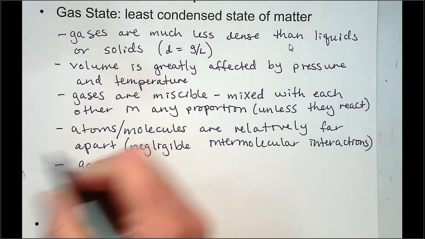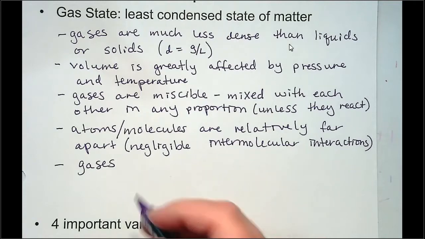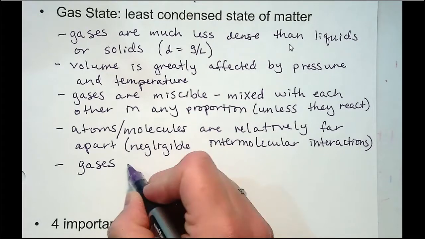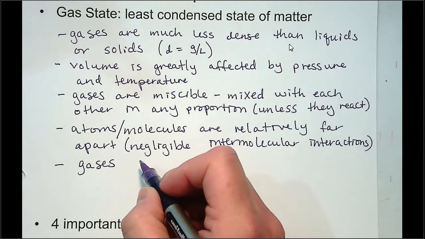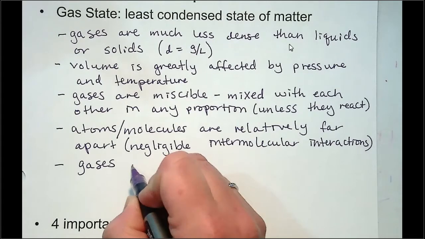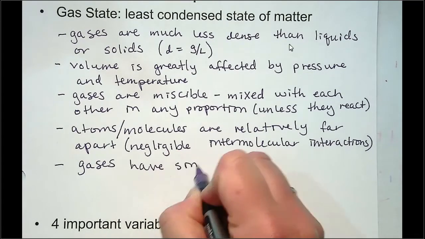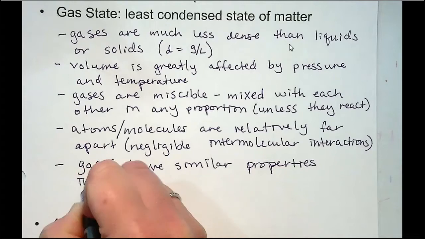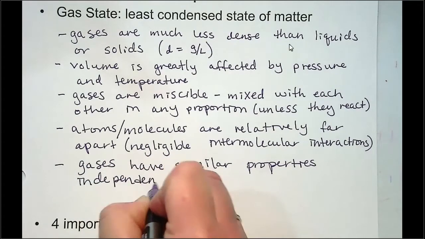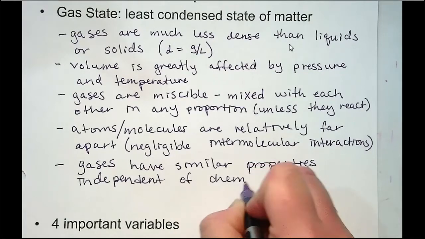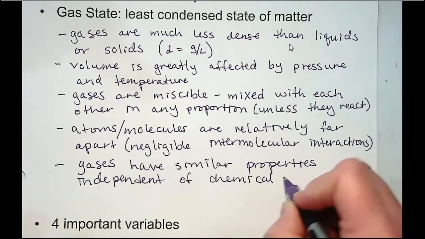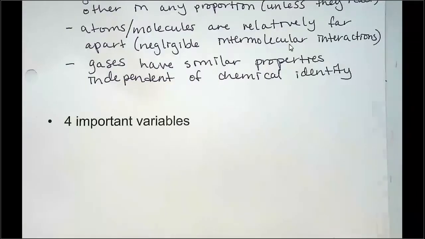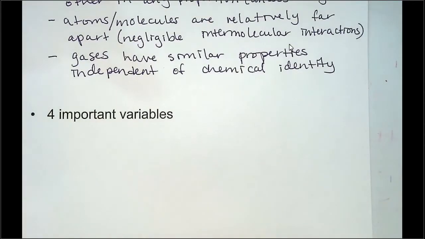And we say that in general, if something is a gas, it's going to have similar properties to other gases, and it's really more or less independent of their chemical identity. So gases have similar properties independent of their chemical identity. We don't say the same, but relatively similar. How much space they take up, the pressure, etc., just because they are gases.